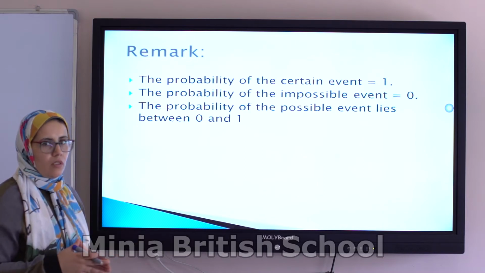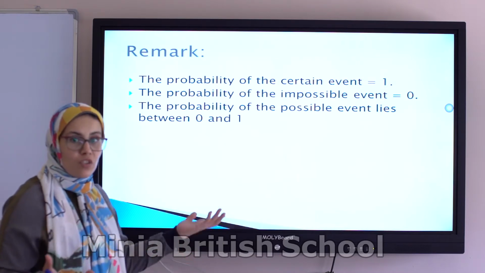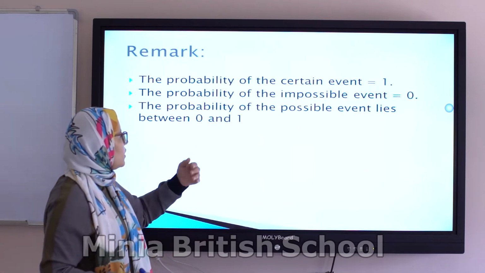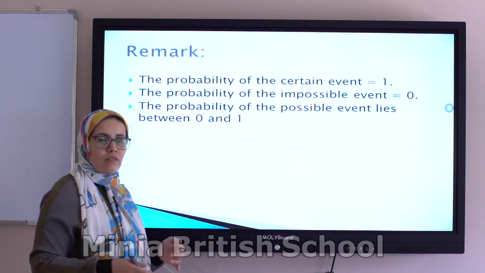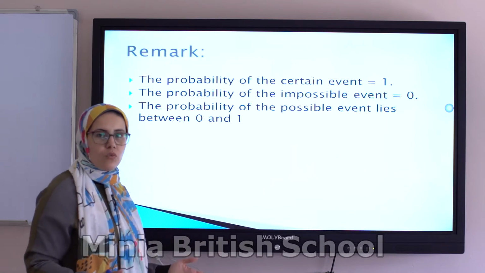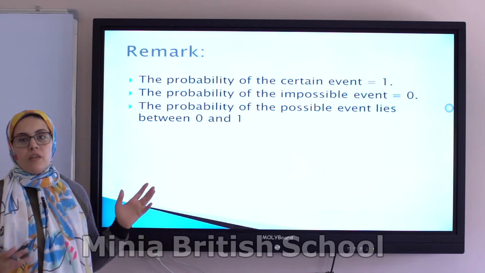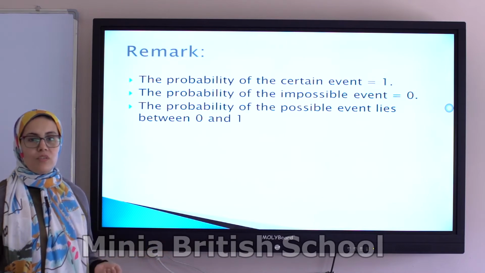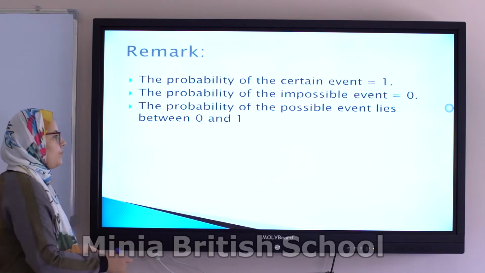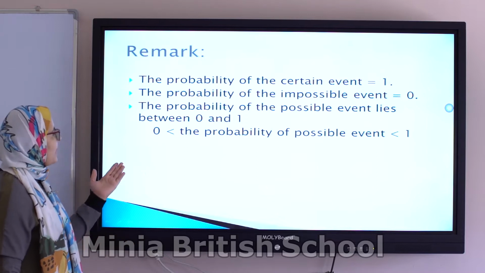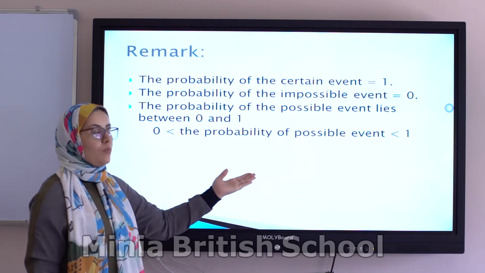How come? Do we have anything between 0 and 1? Yes, we have a lot of things, a lot of fractions. The proper fractions lie between 0 and 1. We can write 1 over 3, 1 over 4, 2 over 5, 7 over 8, 11 over 15. All of these fractions lie between 0 and 1. And we have a lot of decimal numbers between 0 and 1, like 0.1, 0.2, 0.25, 0.38, whatever. So the probability of a possible event is bigger than 0 and smaller than 1.